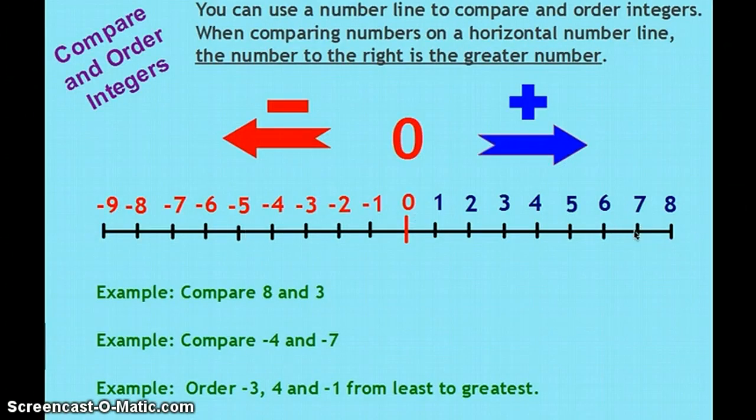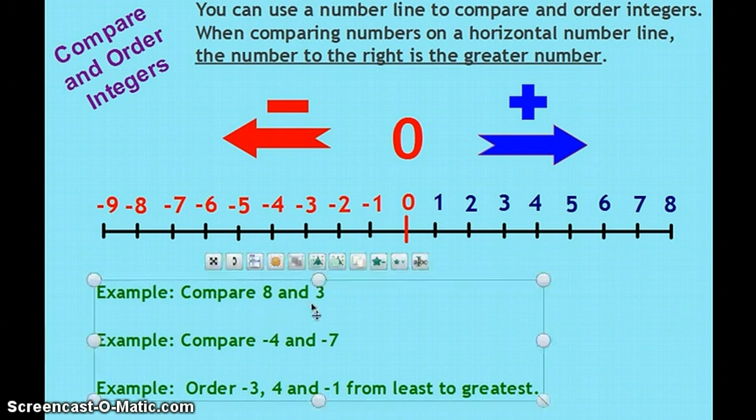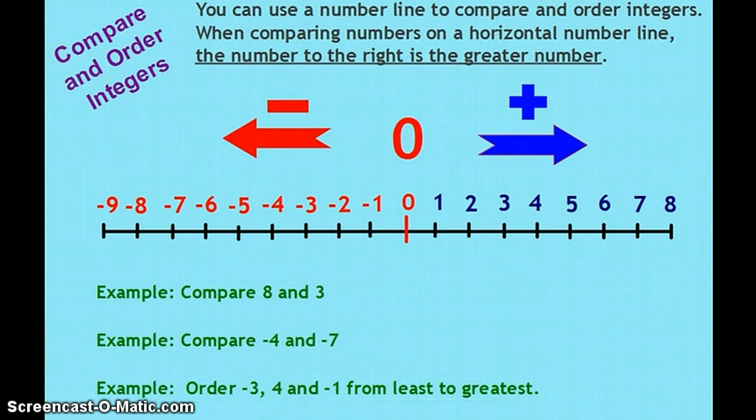Remember, an integer is simply a positive or negative number. When comparing numbers on the horizontal number line, the number to the right will be the greater number. For example, let's start with something you're used to. Compare 8 and 3. We know 8 is greater than 3, but you can see that 8 is to the right of 3. So 8 is greater than 3.